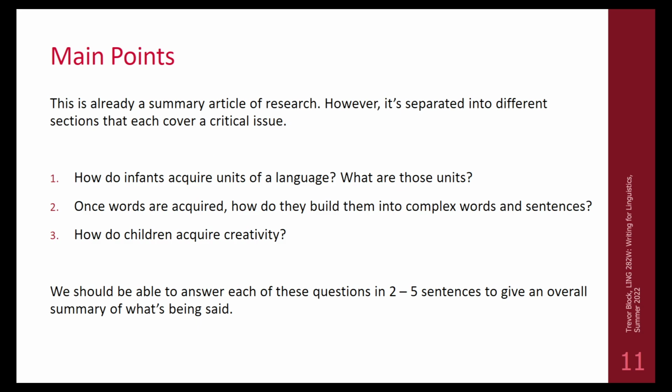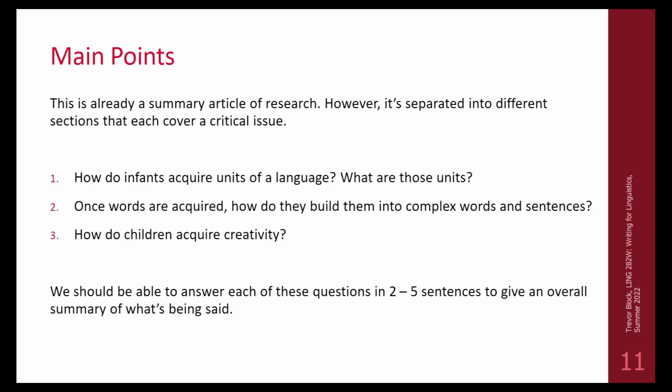So looking at the Safran et al. article, there's really three different sections and three main points they're trying to make here. Instead of writing these as facts, I write them as questions because when I'm writing a summary, if I have questions, I'm just looking to answer those questions. I'm not looking to write too much. So each section I've turned into a question or a series of questions. The first one: how do infants acquire units of a language? What are those units? Those are the main points they're trying to get across. By answering those questions, I can hopefully summarize that section in 2 to 5 sentences just by answering those questions and providing some details or examples.